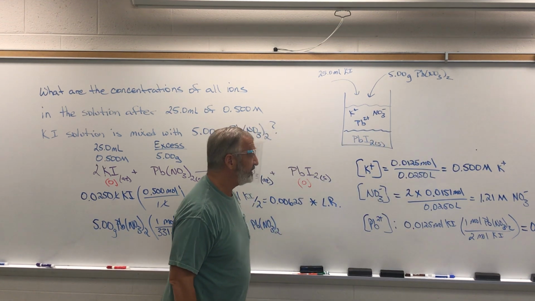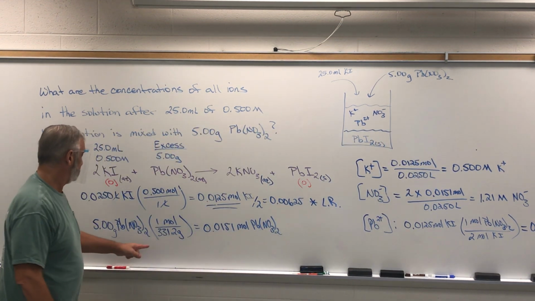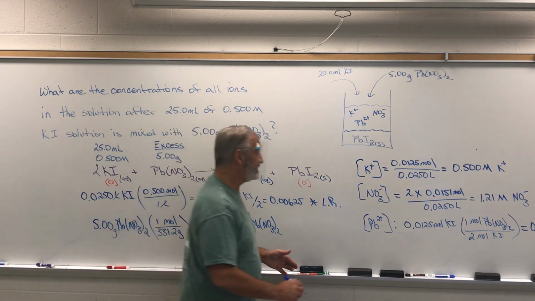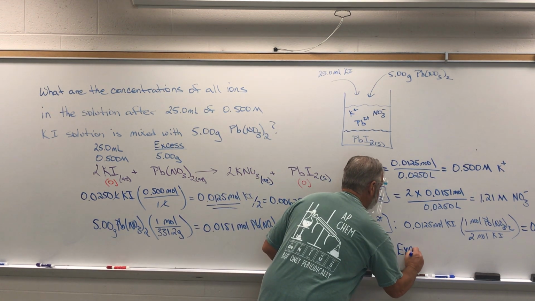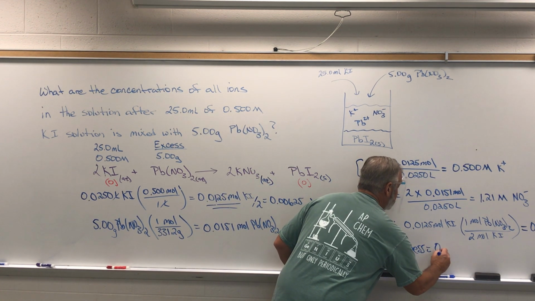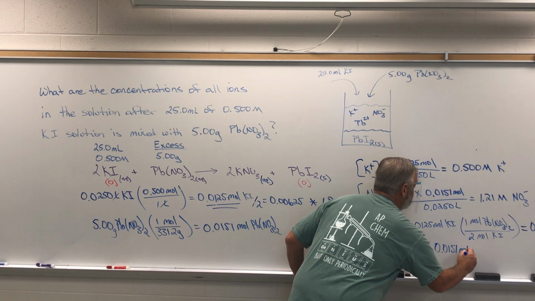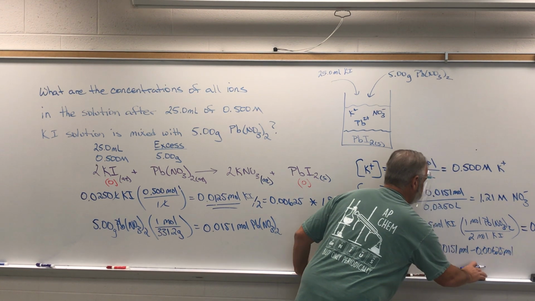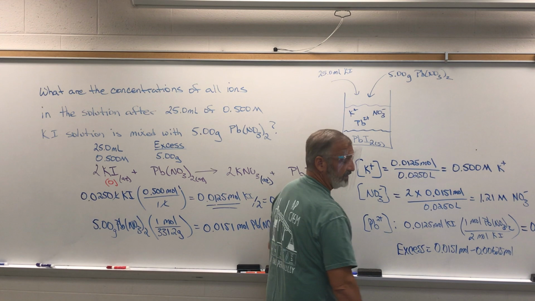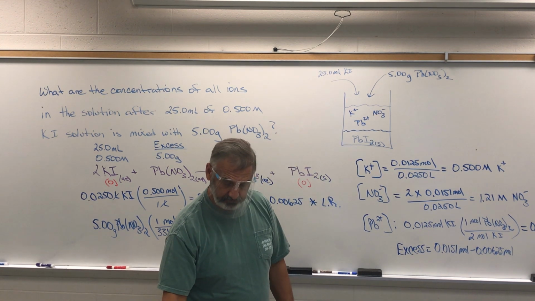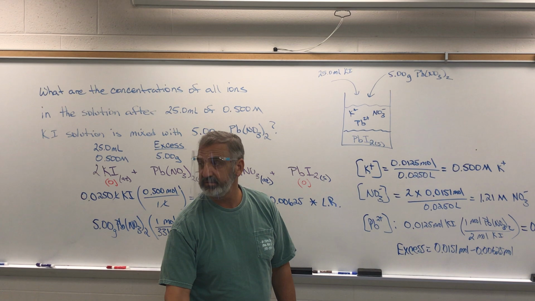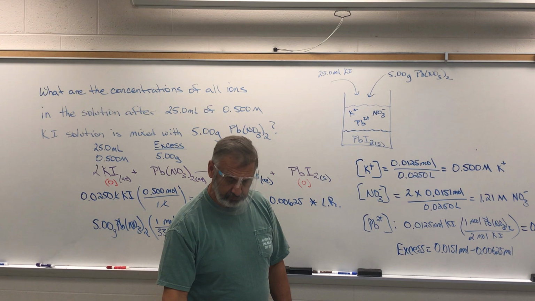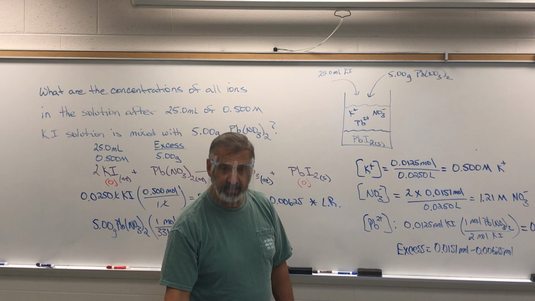How much did we start with? Well, we started with 0.0151. So the amount that's in excess is equal to 0.0151 moles minus 0.00625 moles. And that turns out to equal 0.00885. Is that what, 0.00885?